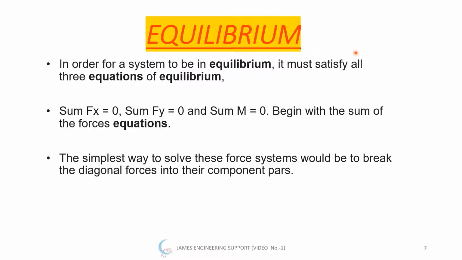So what is equilibrium now? Equilibrium means suppose there are two forces equal and opposite in direction, their summation should be equal to 0, then only equilibrium is established. Let us go with the textbook term: in order for a system to be in equilibrium, it must satisfy all the requirements of these three equations of equilibrium. Summation of forces in x direction should be equal to 0. Algebraic summation of the forces in y direction should be equal to 0, and the summation of moment should be equal to 0.